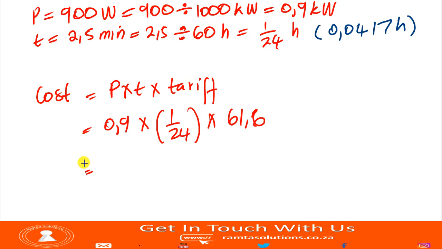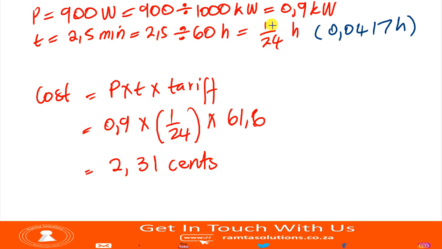So let's get our cost. Our cost is 0.9 times 1 over 24 times 61.6. What do we get? We get 2.31 cents. So the cost of electricity to run this microwave oven is 2.31 cents.